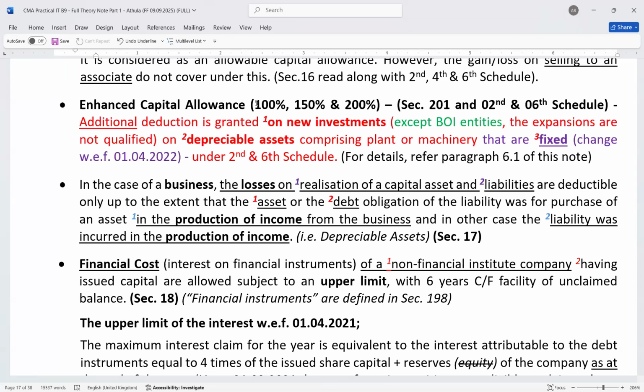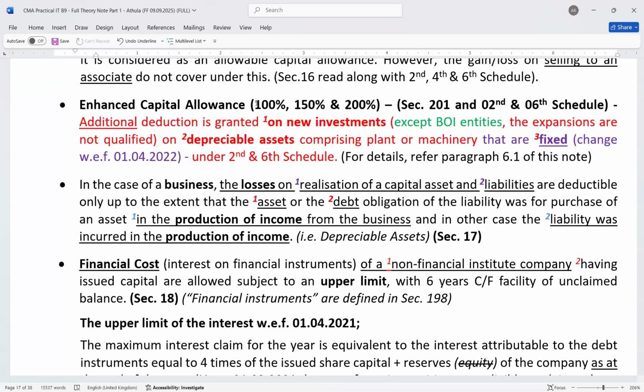Right. Now what it says, now it says like this. Now we'll read it. It says, financial cost of a non-financial institute company having issued capital are allowed subject to an upper limit. Now, financial costs are allowed of a non-financial institution. Now, under section 11, generally we know financial costs are allowed, right? Because it is incurred in generating production of profit, income. Therefore, it should be allowed.